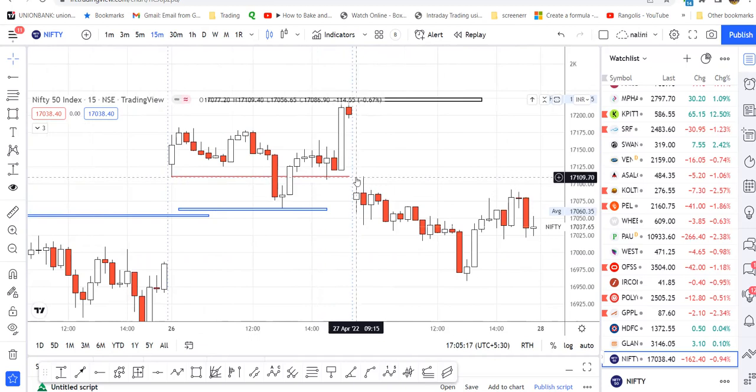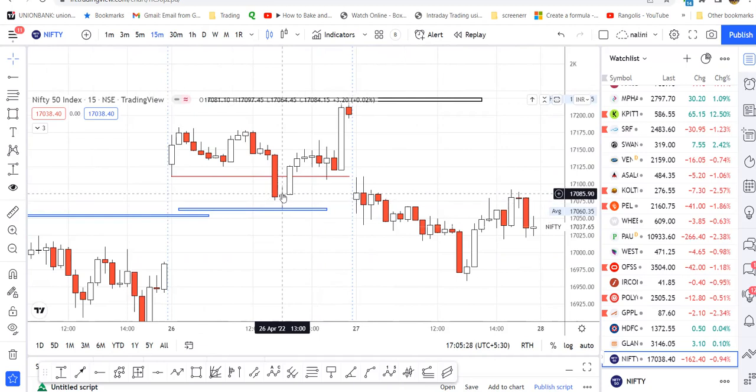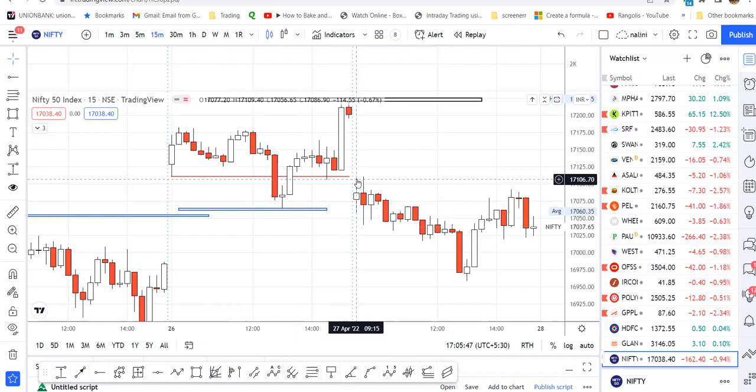So it could not go past this level. It gapped down, made a low beneath this level. What is the level? Low is 17,064 and this low is 17,056.65. So it made a lower low and it came up to this level, made a high, low and high of this 15 minutes candle.